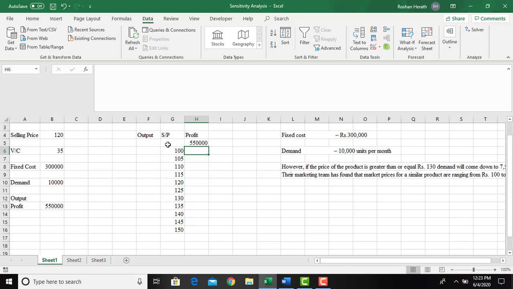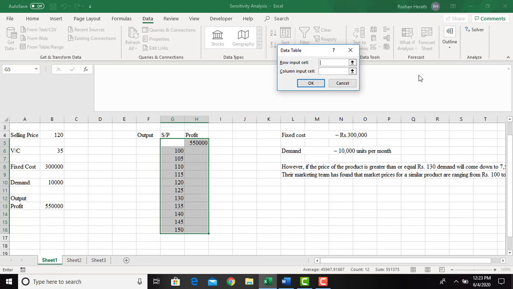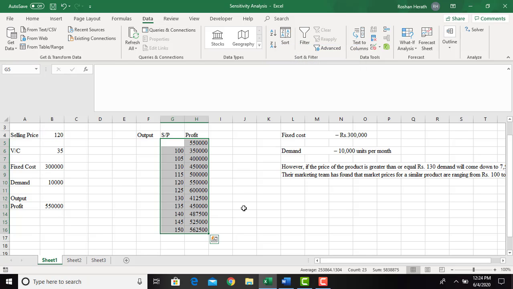Once you're done with that, you can simply select the whole area and you may go to the data, forecast, what if analysis, data table. You have to take row input cell or column input cell. This time it is arranged in the column, so therefore it is column input cell. Refer to the selling price in the basic model. That's it. Say okay. See, with that you have found the different output levels.